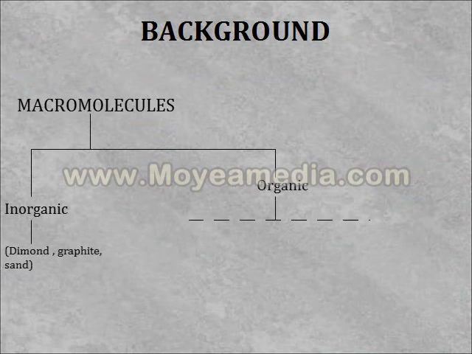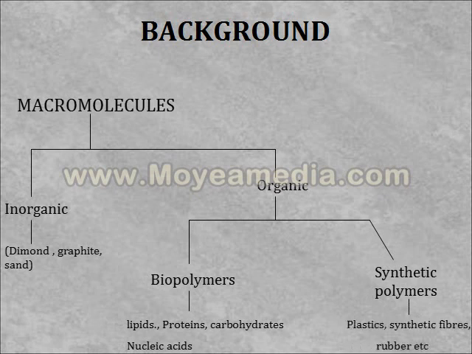The background of polymer is that its main class is macromolecules, which is divided into two classes, inorganic and organic ones. In inorganic we study the structures of diamond, graphite and sand etc. Whereas in organic we study the structures of biopolymers and synthetic polymers. Biopolymers include lipids, proteins, carbohydrates and nucleic acids etc. Whereas synthetic polymers include plastic, synthetic fibers and rubber etc. So our main topic is the organic one.